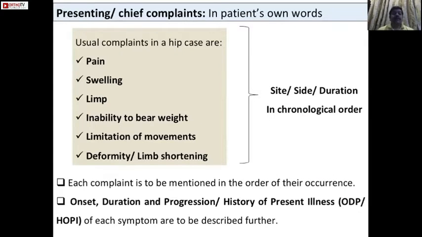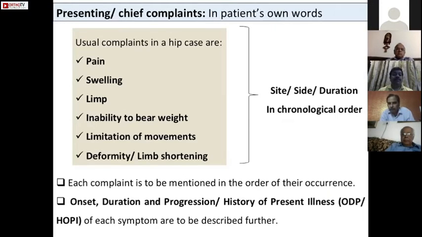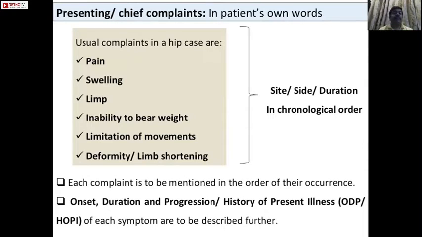Normally it is in the patient's own words, and if you take a hip case, the usual complaints are pain, swelling, limp, inability to bear weight, limitation of movements, deformity or a limb length discrepancy. Name them in the order of occurrence, in the chronology I have explained, and then describe each complaint on the broad base of onset, duration, and progression. So ODP could be another mnemonic.